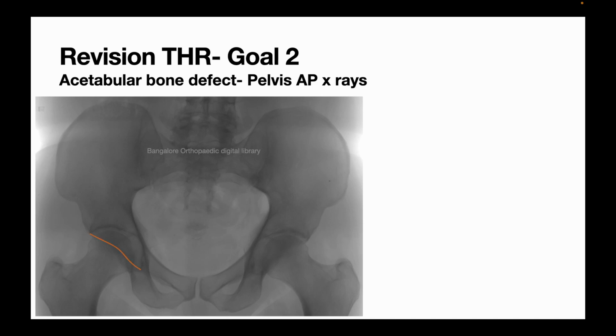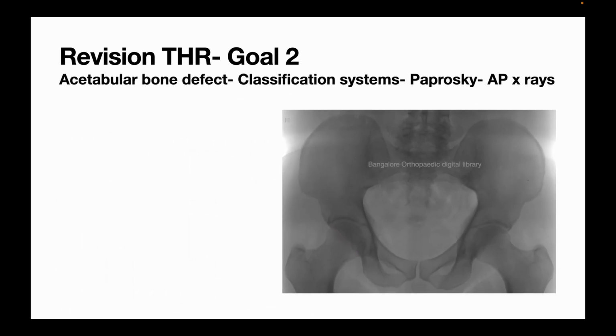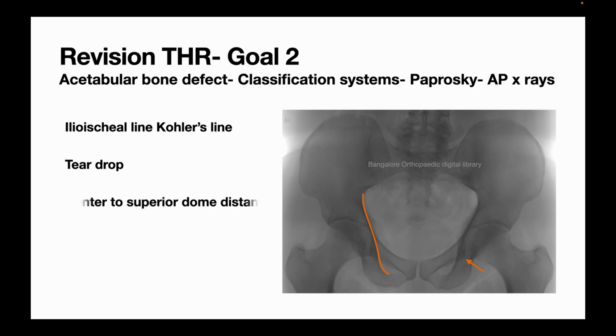Similarly, the anterior and the posterior acetabular rims are also marked. Now coming back to revision THR, assessment of acetabular bone defects by Paprosky method is done on AP view of the pelvis using the following landmarks: ilioischial line or Köhler's line, teardrop, center of the hip to the superior dome distance, and ischial osteolysis.